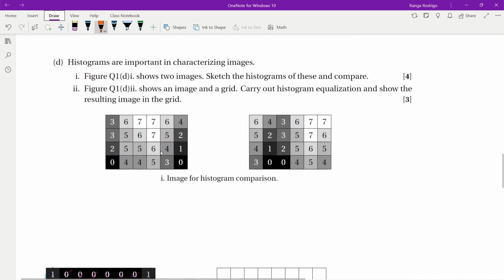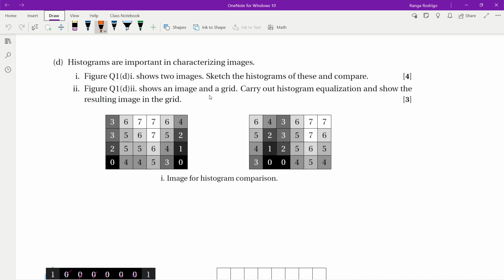Then the question on histograms. Histograms are important in characterizing images. Figure Q1D1 shows two images. Sketch the histograms of these and compare. We must sketch them and compare. In histograms, we count how many pixels there are belonging to each intensity in the image.